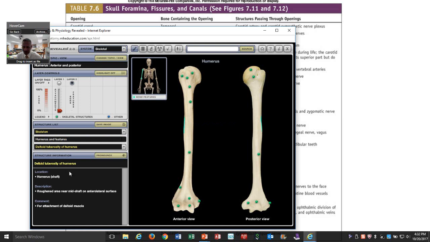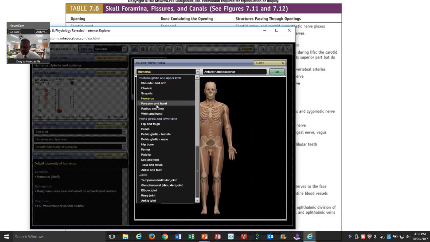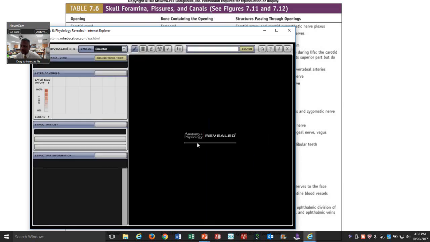So a tuberosity is going to be an attachment point. So the deltoid muscle is covering, and its tendon is going to insert right here. It's going to originate here, and it's going to insert right here. So let's look at this one. This is an interesting one.